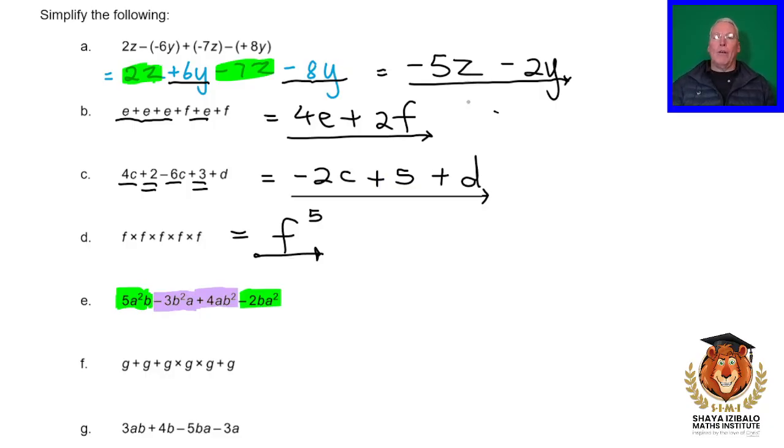So, let's write our final answer. Let's write it in alphabetical order. So the green ones combine to 5 things, and negative 2 things gives us 3, and those are a squared b's. The purple ones, we've got negative 3 plus 4, that actually takes us to plus 1 ab squared.